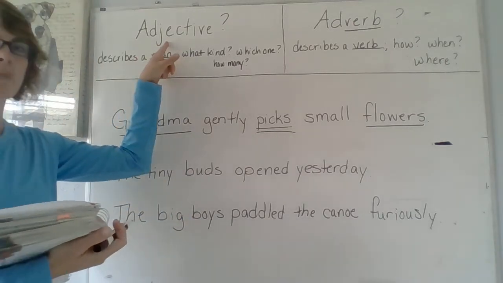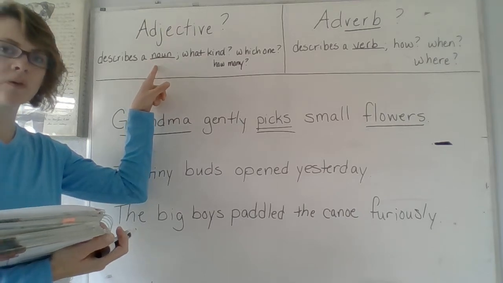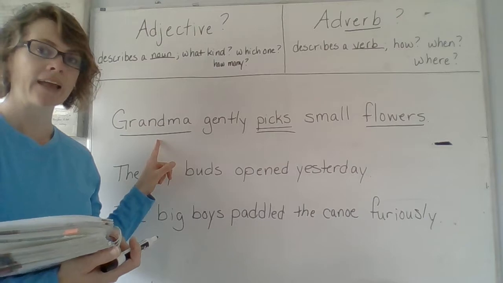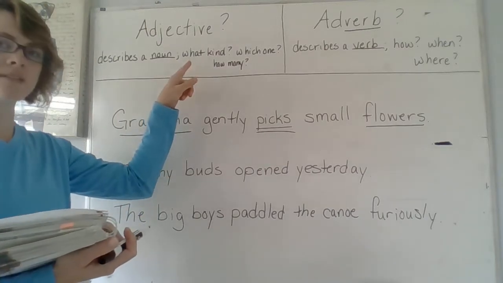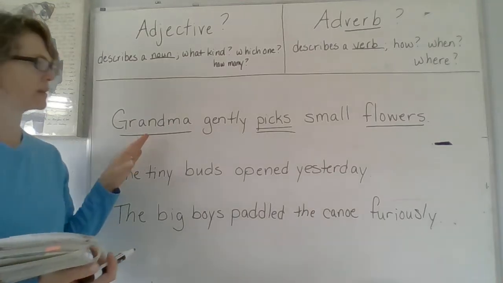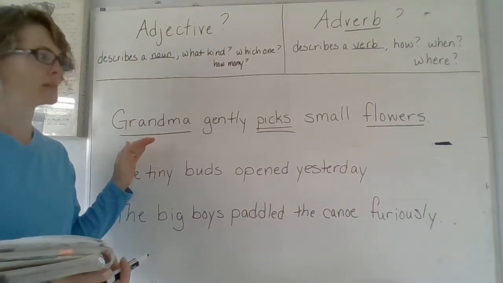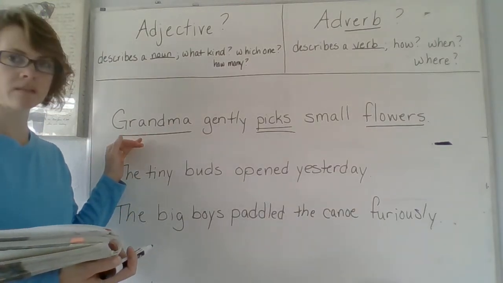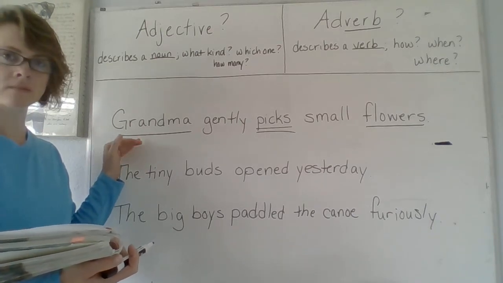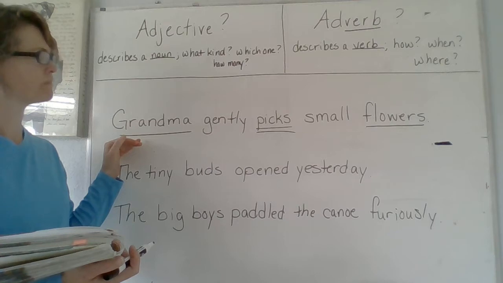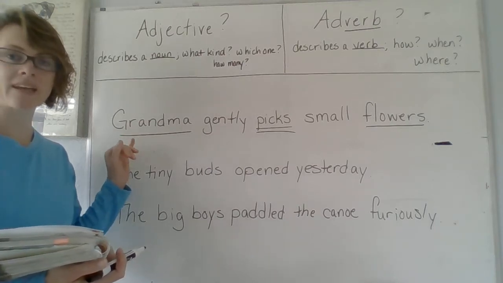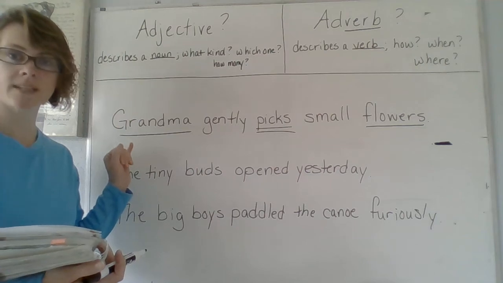An adjective modifies a noun or a pronoun. So I'm going to find my two nouns. I've got flowers and grandma. And then I'm going to ask what kind, which one, how many. So let's start with grandma. Is there any word in this sentence that tells me what kind of grandma? Which grandma? How many grandma? No, so grandma has no adjectives even though she's a noun.